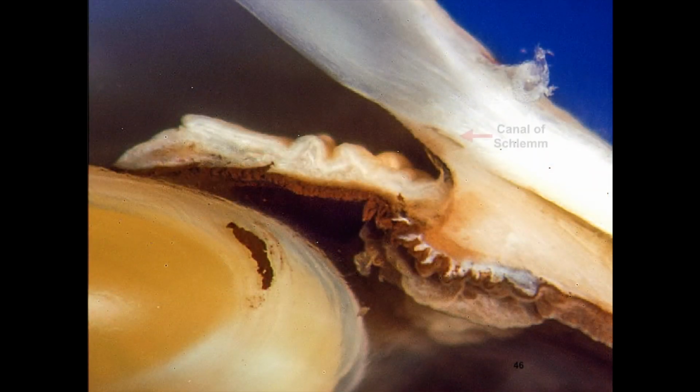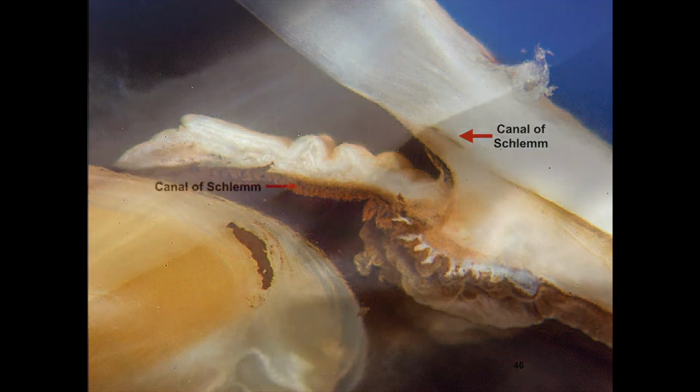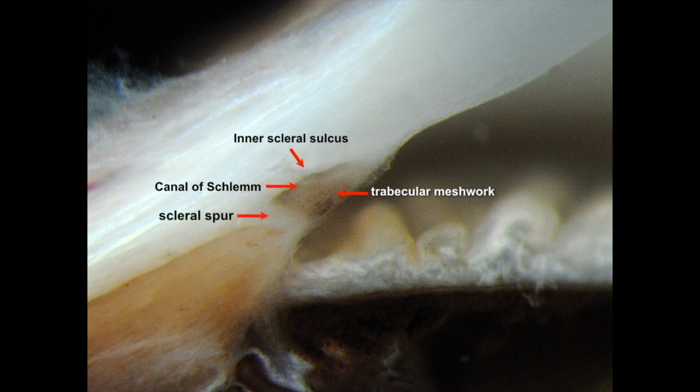The canal of Schlemm is a small, lymphatic-like vessel that collects aqueous humor from the anterior chamber and transports it to veins on the episcleral surface of the eye via intrascleral collector channels and the aqueous veins of Ascher. It is located in the inner scleral sulcus between the corneoscleral part of the trabecular meshwork and the sclera. Like the trabecular meshwork, it is nestled in the anterior crotch of the scleral spur.